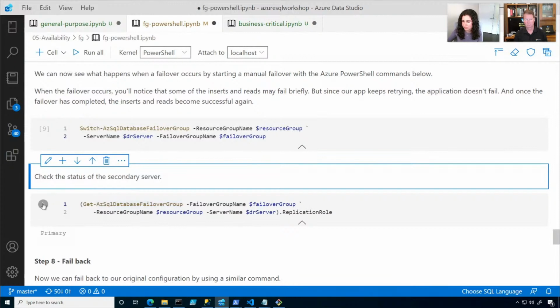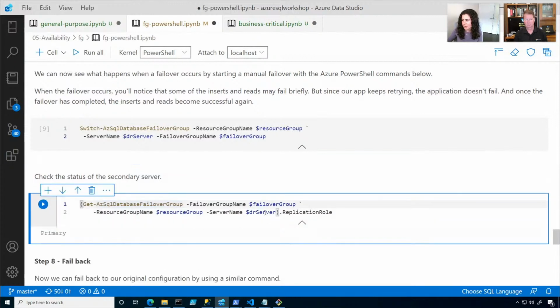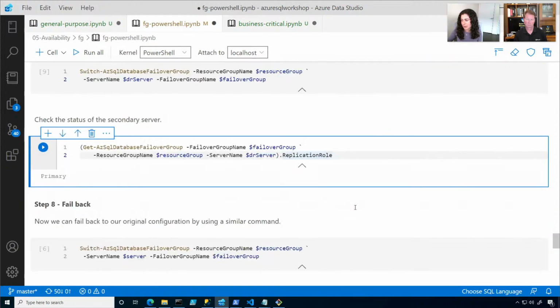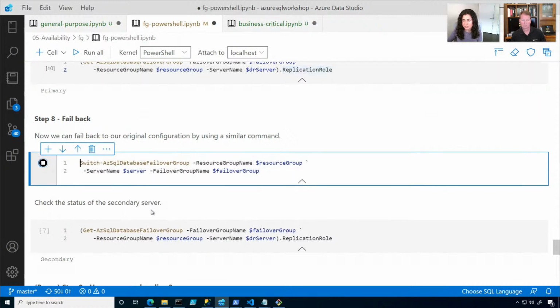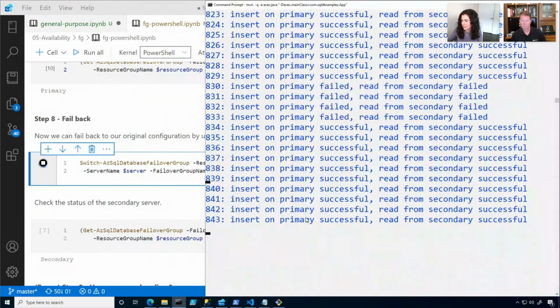So again, just to confirm that we are now connecting on the read-write to the DR server, we can run that same command as before, getting the DR server's replication role, and seeing that it is in the primary. Now in the exercises, you also have the opportunity to go ahead and fail back. And again, in the application, you would expect to see similar behavior, some number of failures before going back to being successful.